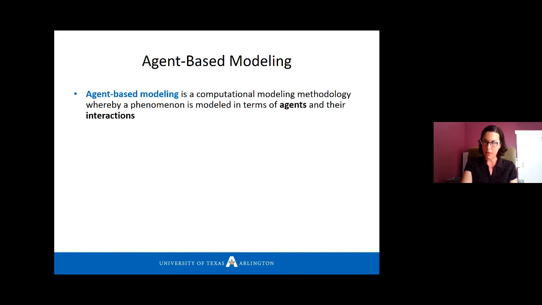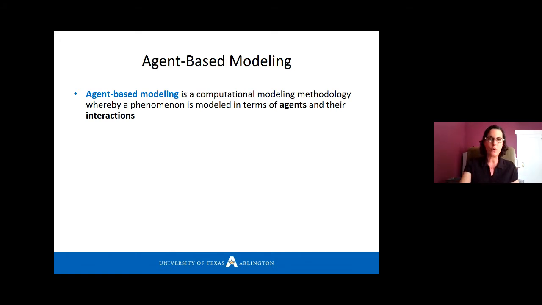And so what is agent-based modeling? Well, here's the definition. It's a computational modeling methodology where a phenomenon is modeled in terms of agents and their interactions. So what does that mean? Computational modeling methodology, all that means in a nutshell is it's a computer simulation. The way I often describe agent-based modeling to audiences is that it's like The Sims or SimCity. It's not a game, but it's kind of like that, where you have a number of autonomous agents and you program them with objectives and skills and abilities and the ability to interact with one another in their environment. And then you set them free and you see what happens.